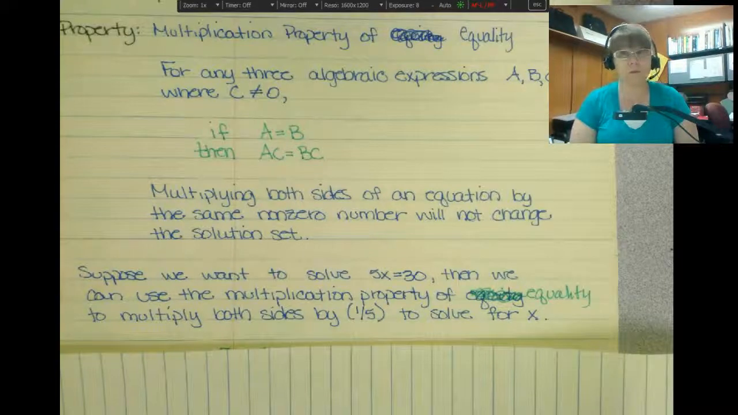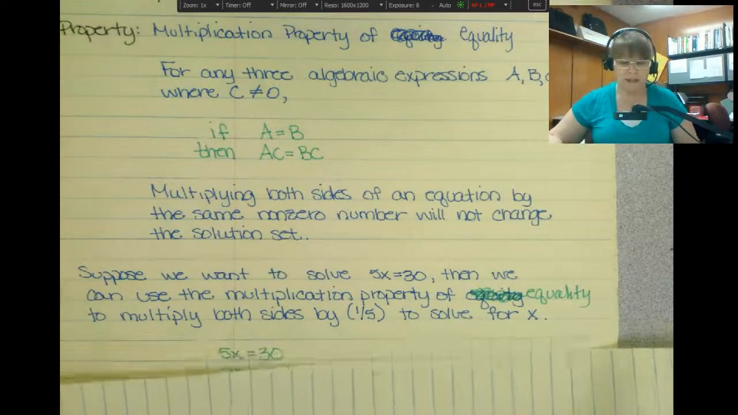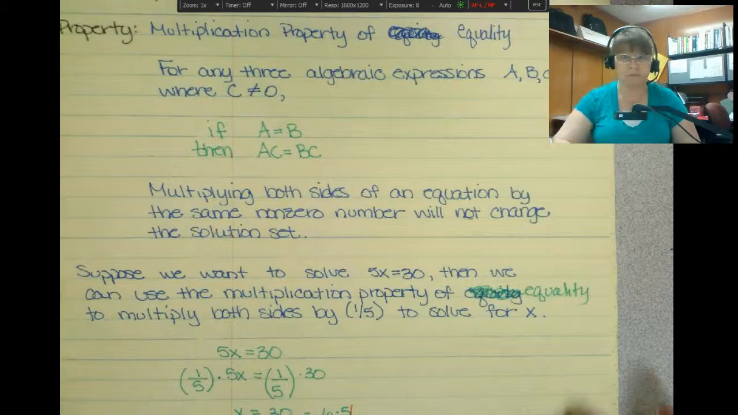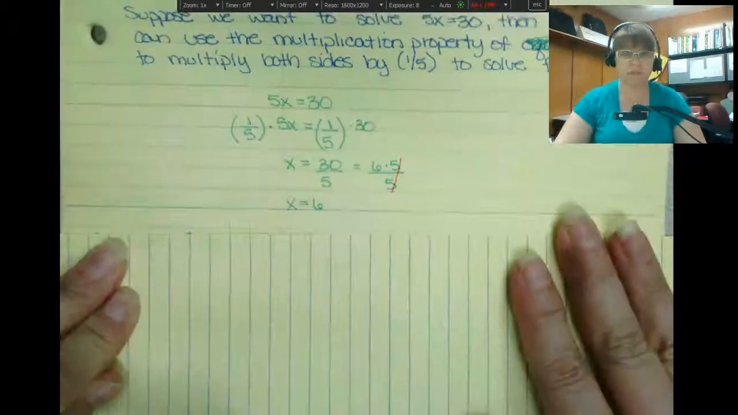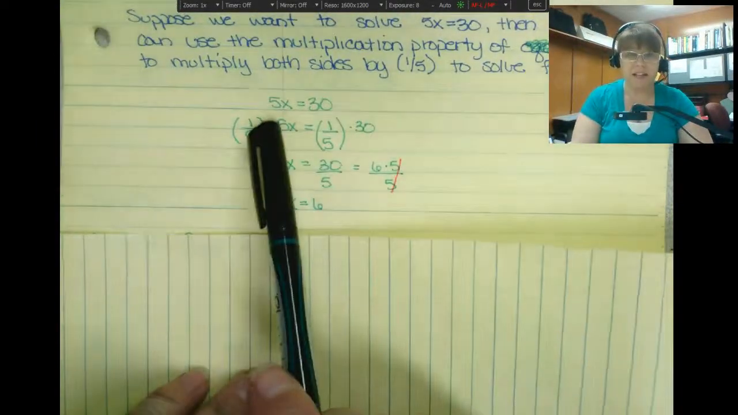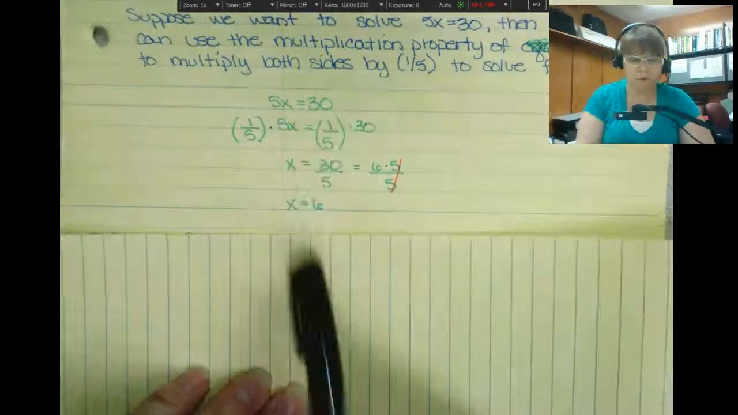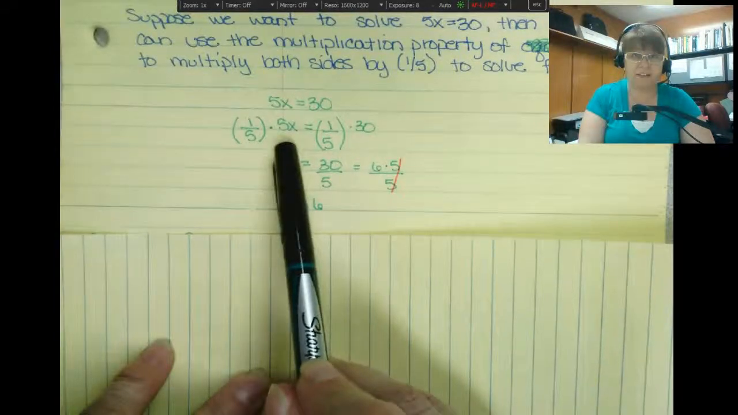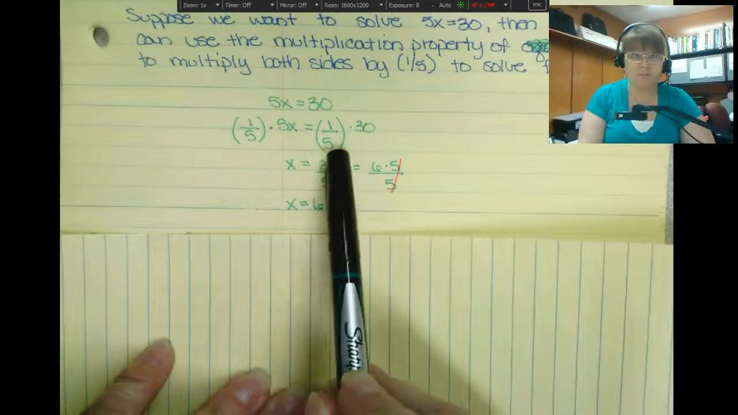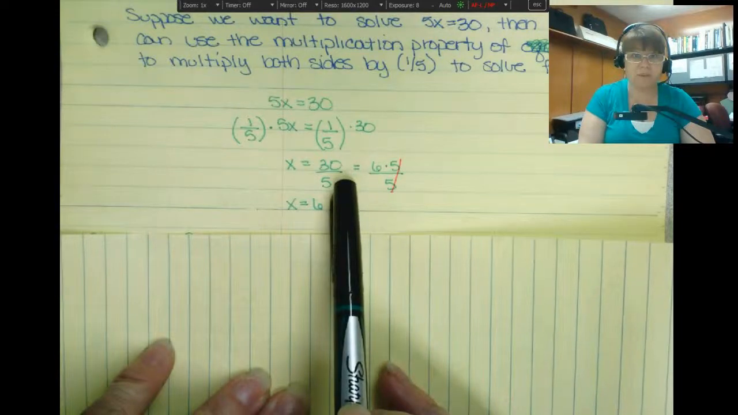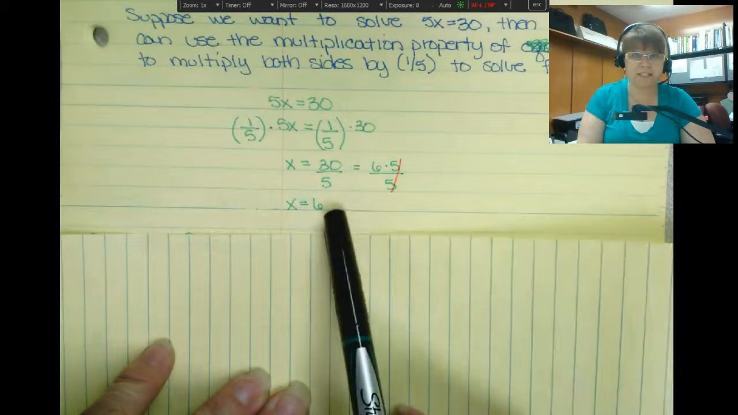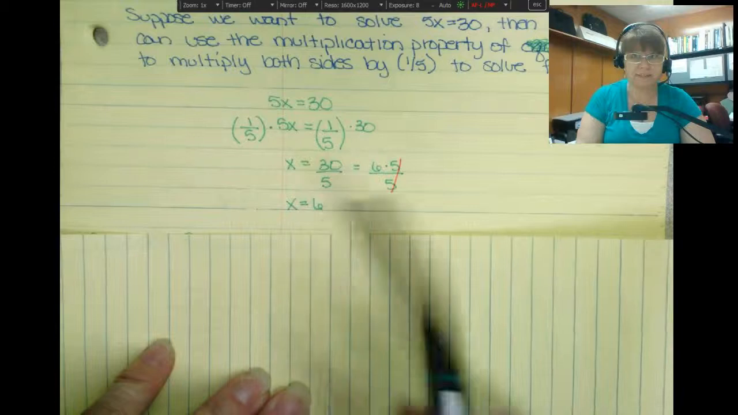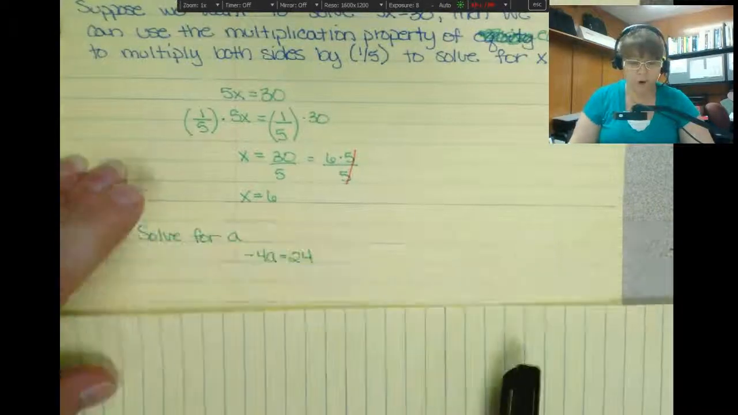But if I do it to the left-hand side of the equation, I must multiply the right-hand side of the equation by 1/5 as well. So let's look at that problem. 5x equals 30. Multiplying both sides by 1/5. 1/5 times 5 is x. 1/5 times 30 is 30 over 5, which can reduce down to 6. So x equals 6.